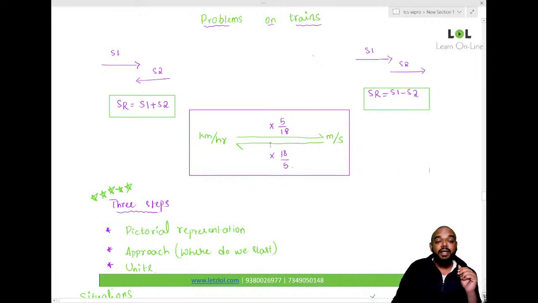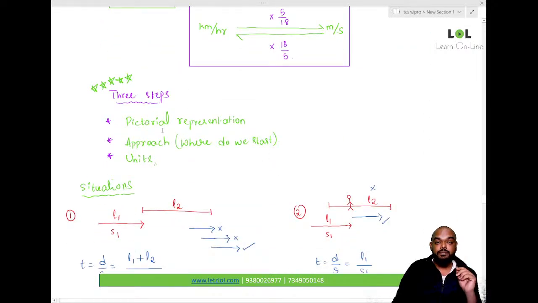Another important point is conversion. If you want to convert speed from kilometer per hour to meter per second, we multiply by 5/18. If you want to convert from meter per second to kilometer per hour, we multiply by 18/5. Then the remaining three important points: one is pictorial representation of a problem, the second is approach, where we always start from what is finally asked in the question, in most questions but not all, and the third is units. These are the important things to consider when dealing with problems on trains.